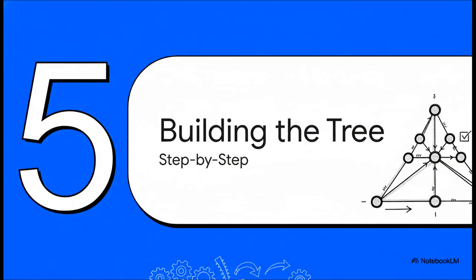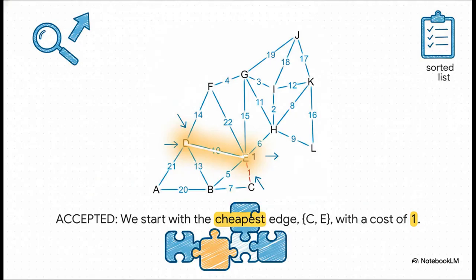That's it. All right, talk is cheap. Let's actually put this algorithm to the test. Let's go back to our big puzzle and watch it work its magic, step by step. Okay, so we've got our sorted list. Right at the top, the cheapest edge in the entire graph is the one between C and E. It only costs 1. Since we're just starting out, there's no way it can form a cycle, right? So we accept it. That's the first piece of our final network.